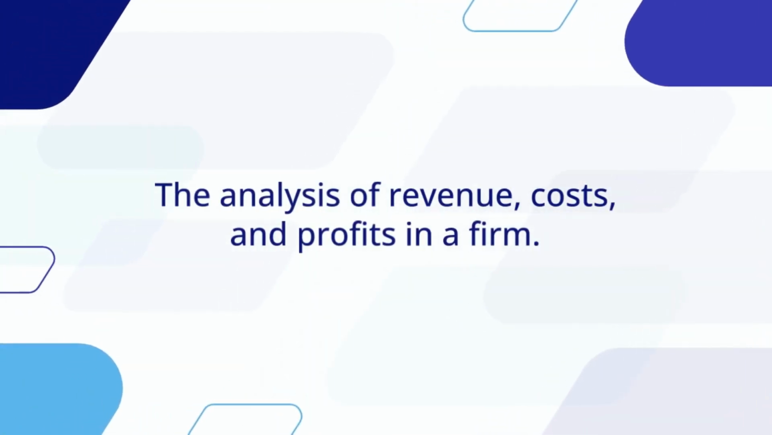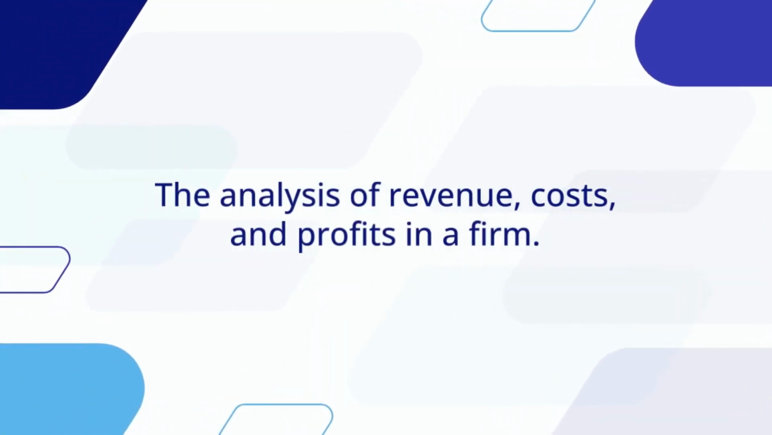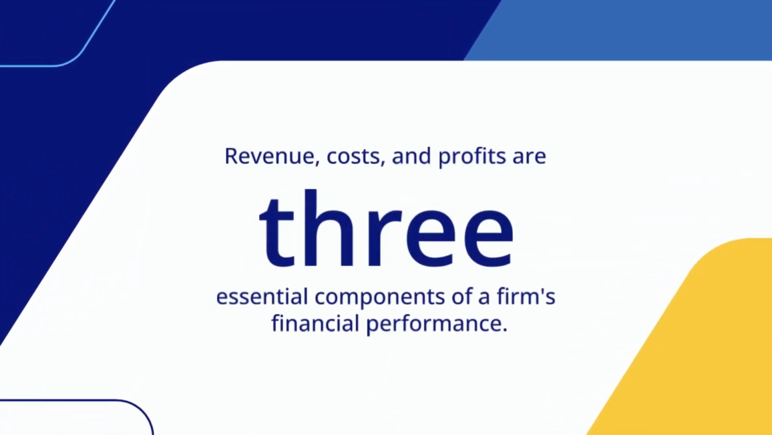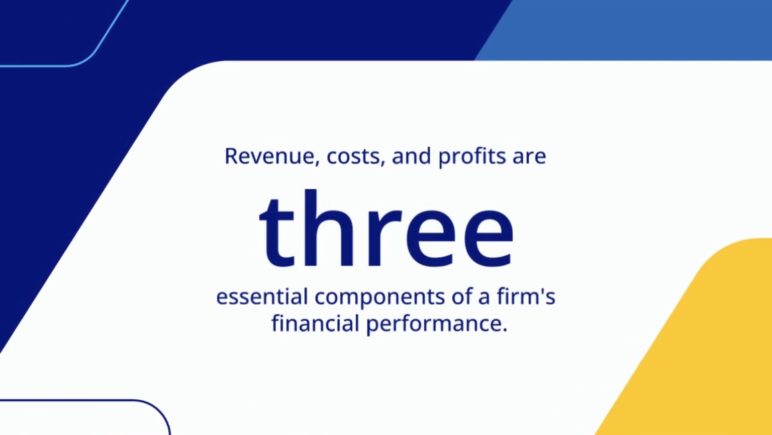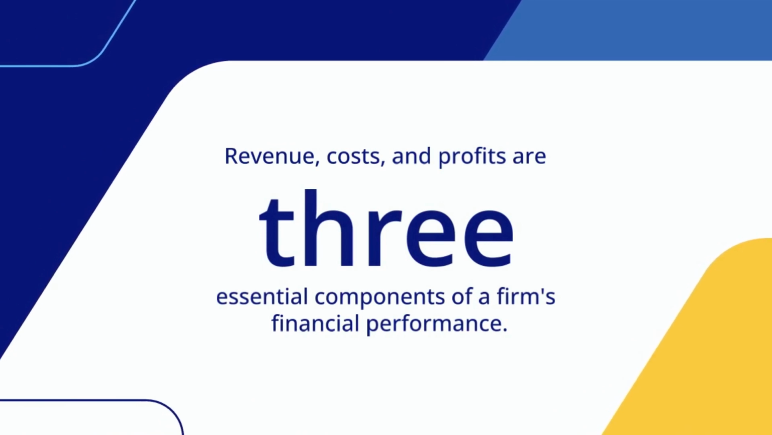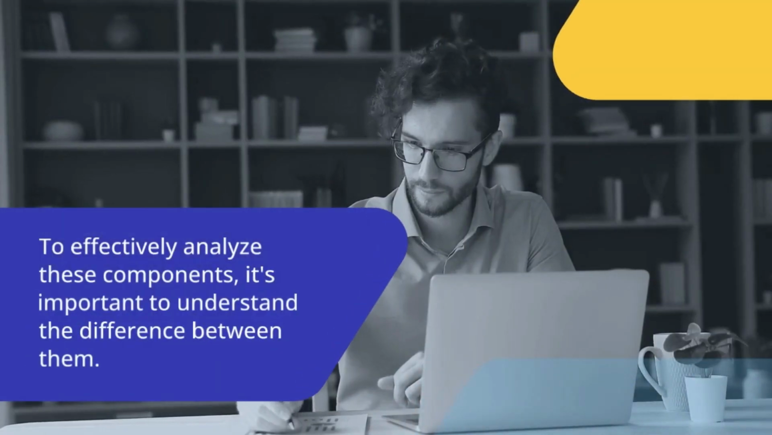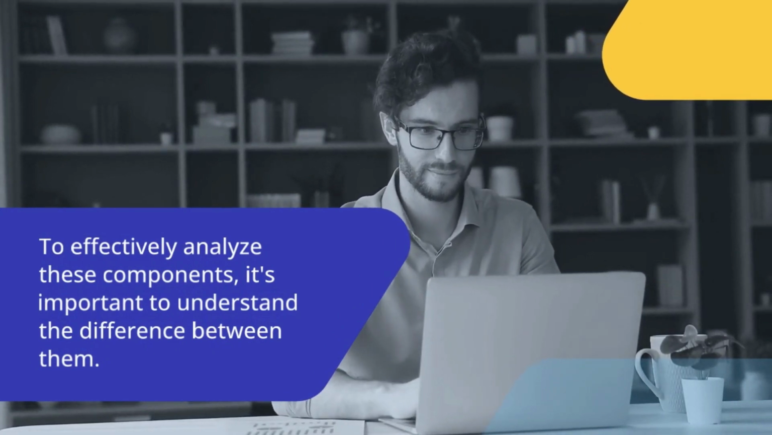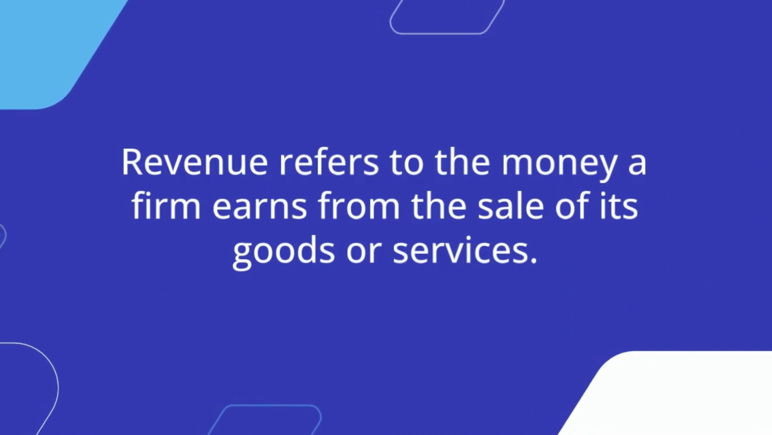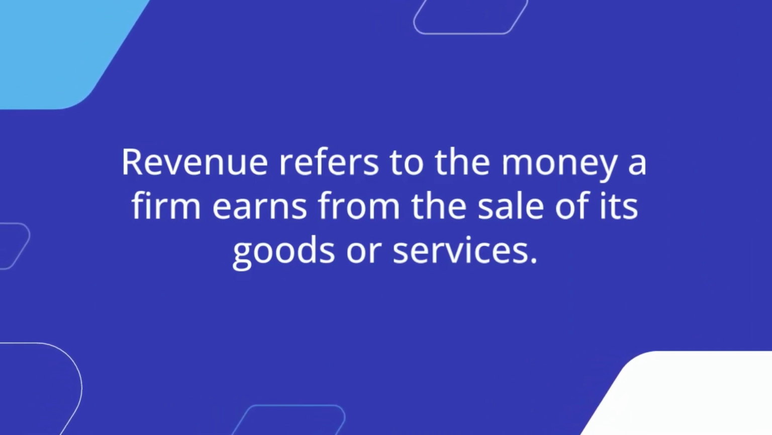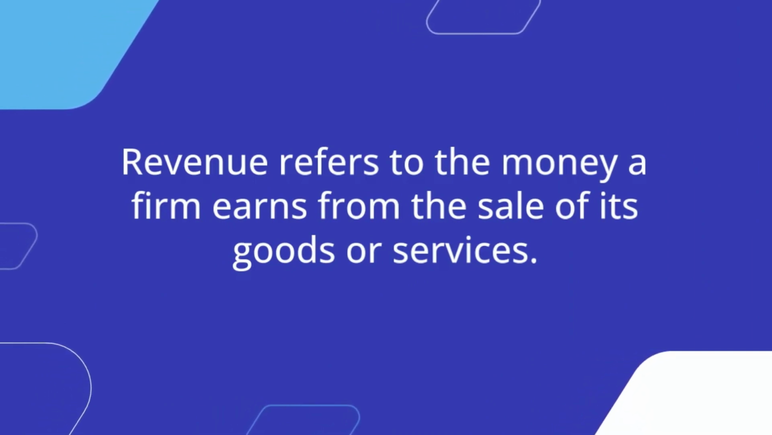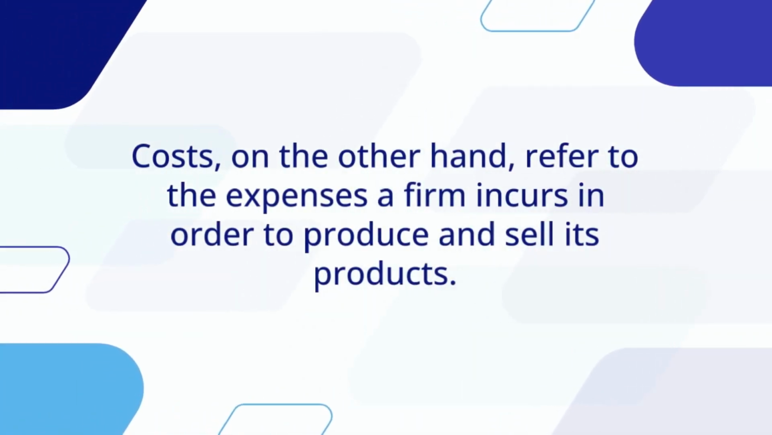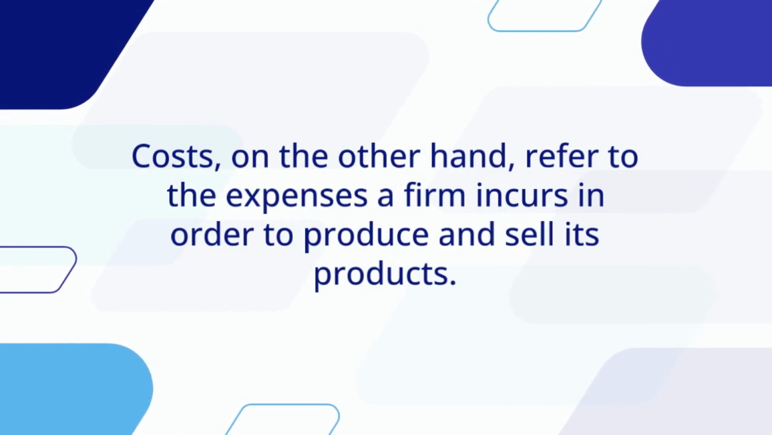The analysis of revenue, costs, and profits in a firm. Revenue, costs, and profits are three essential components of a firm's financial performance. To effectively analyze these components, it's important to understand the difference between them. Revenue refers to the money a firm earns from the sale of its goods or services. Costs, on the other hand, refer to the expenses a firm incurs in order to produce and sell its products.